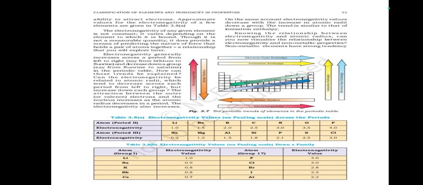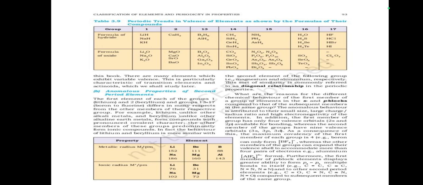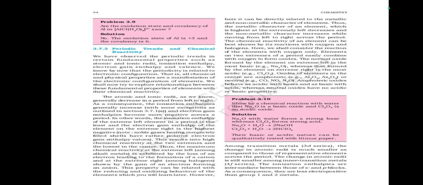Electronegativity values down a family. Periodic trend in chemical properties. Periodicity of valence or oxidation states. Anomalous properties of second period elements. Periodic trends and chemical reactivity.